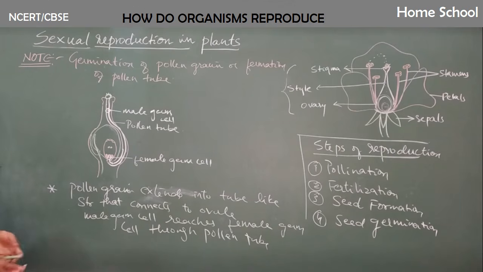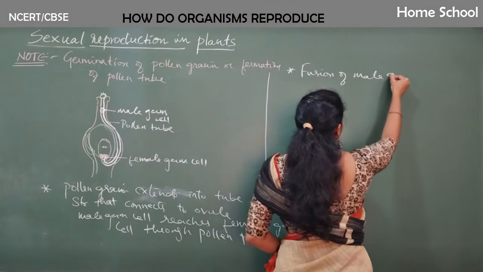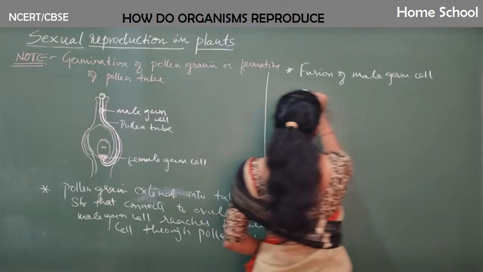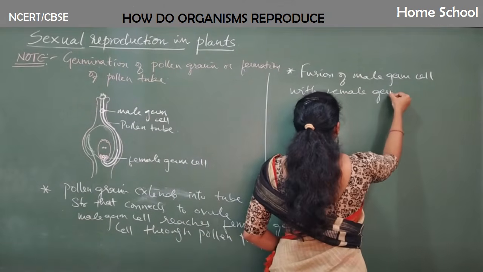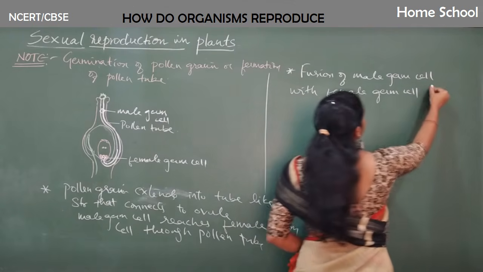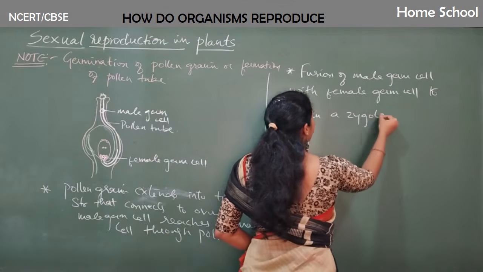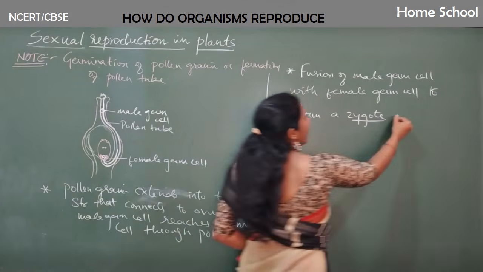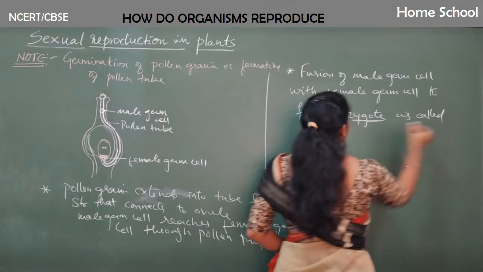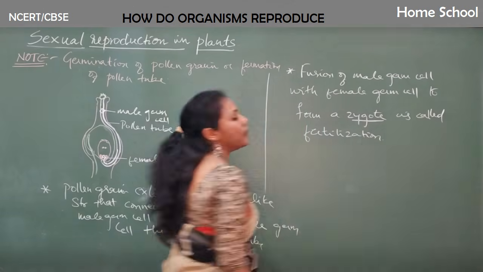Fertilization occurs. Okay. So the next point I can write is fusion of the male germ cell with the female germ cell, in other words, the egg, to form a zygote. Zygote is what? The baby cell, which is taking a new life, and this is called fertilization. So this is what we mean by fertilization.